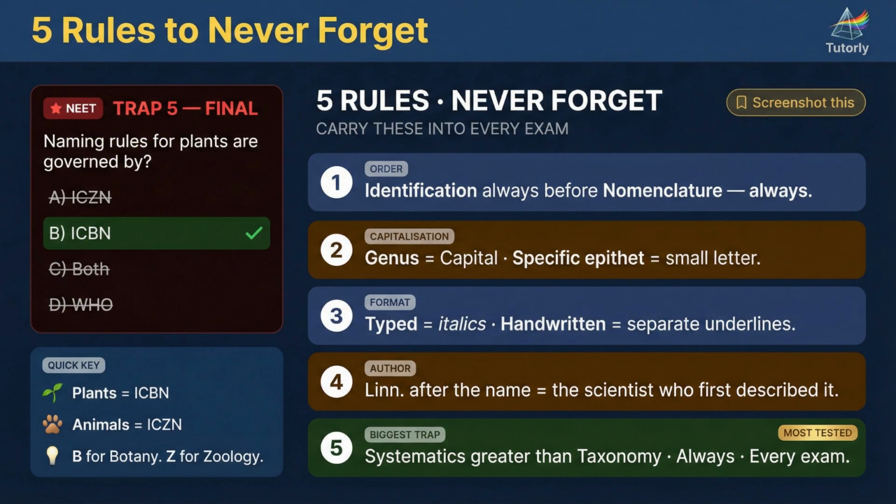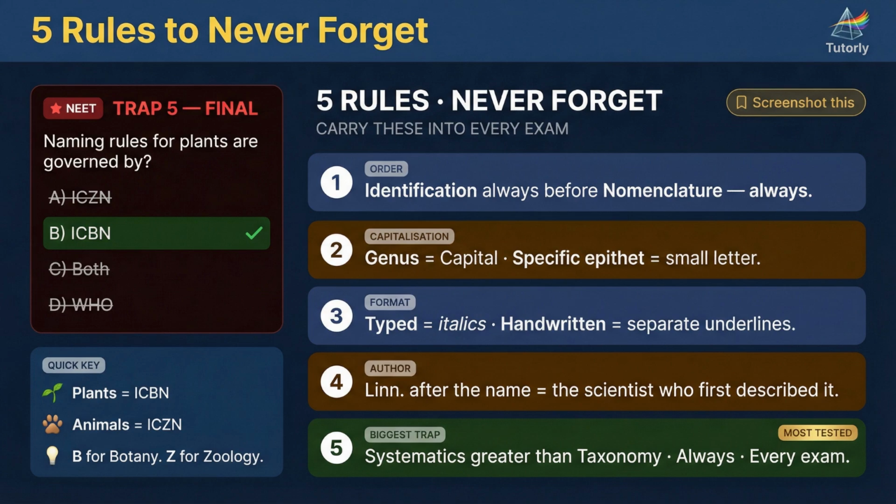Final trap. And a quick summary of all 5 rules to carry with you. Trap 5. Naming rules for plants are governed by A. ICZN, B. ICBN, C. Both, D. WHO. Answer is B. ICBN. Plants equal ICBN, animals equal ICZN.